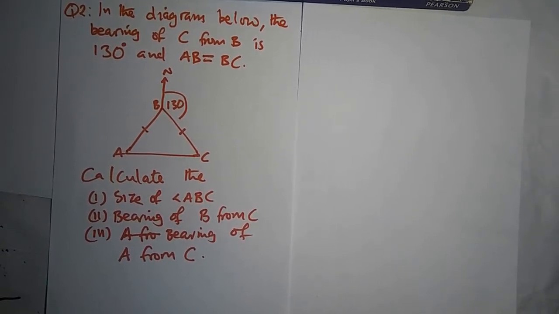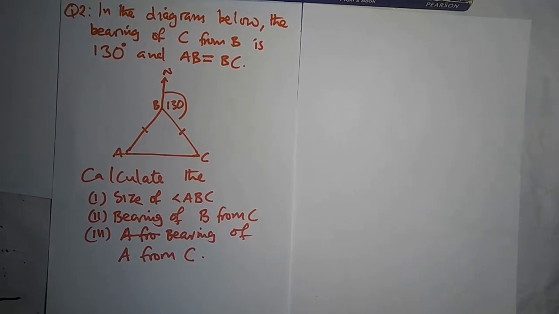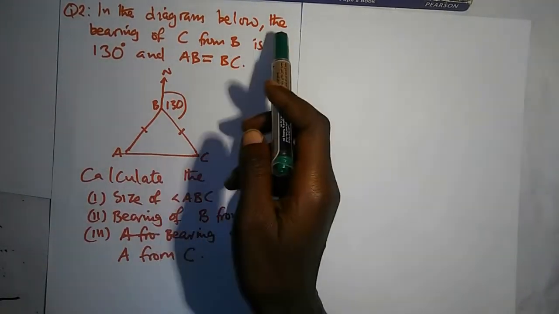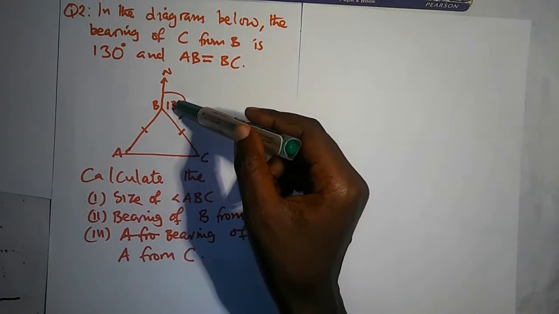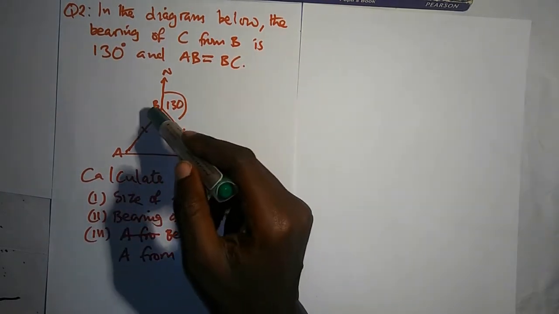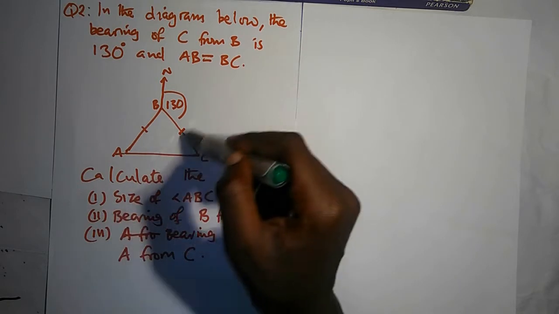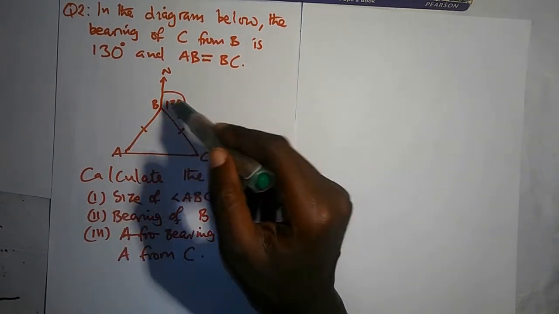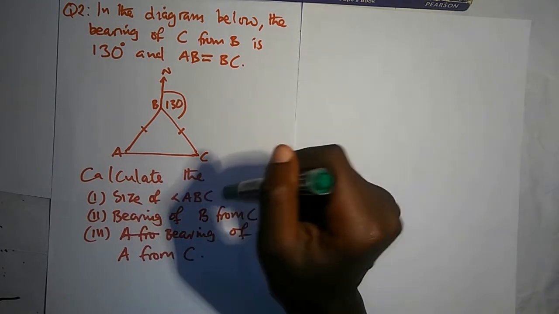In this video we are going to continue looking at bearings. So here is a question on bearings. In the diagram below, the bearing of C from B is 130 degrees, so we can see 130 degrees here, and AB is equal to BC. So we have an isosceles triangle here. Two sides are equal. Calculate the size of the angle ABC.